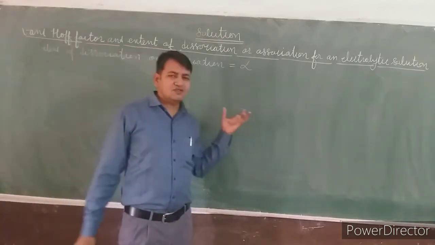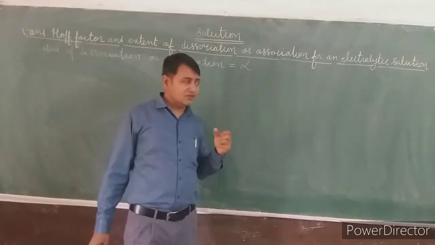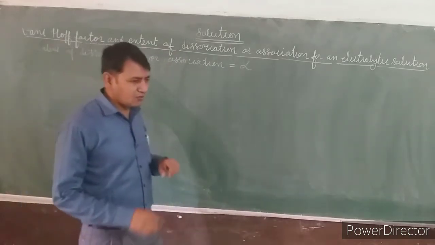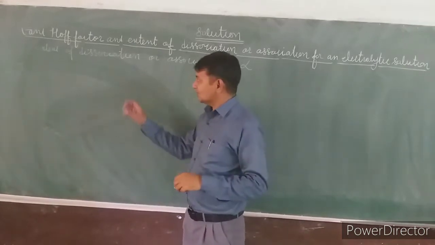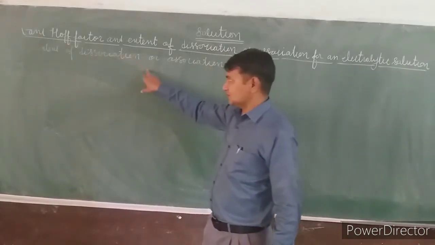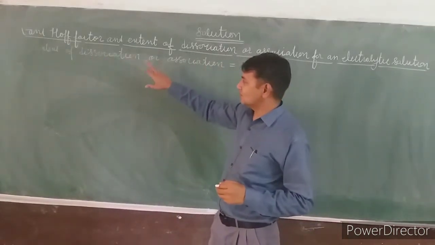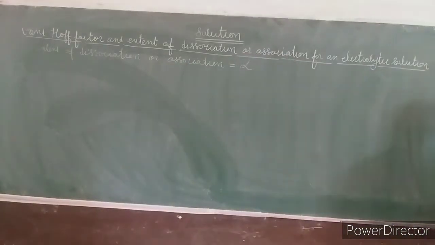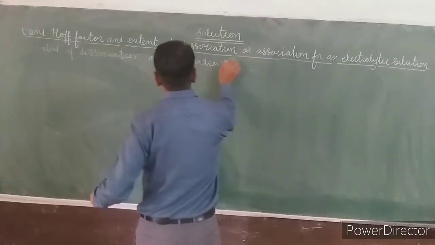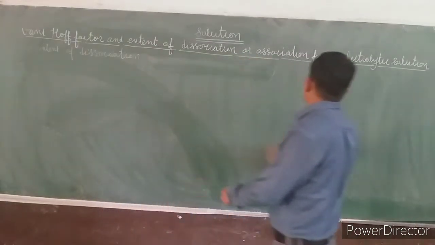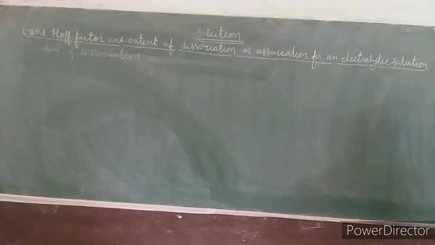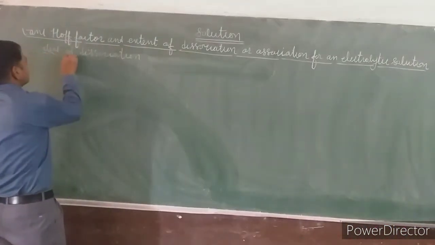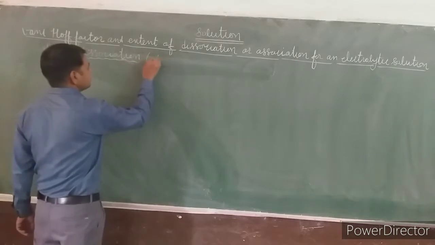Now the first case which we deal with in this topic is dissociation. So in the first case, we are going to discuss the extent of dissociation. After that, we will discuss the extent of association. The first part, that is extent of dissociation.